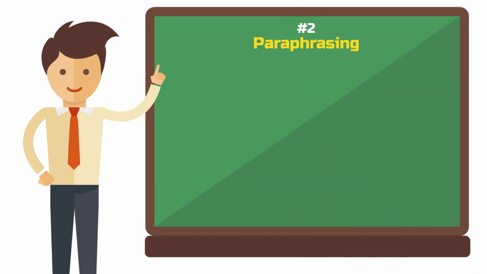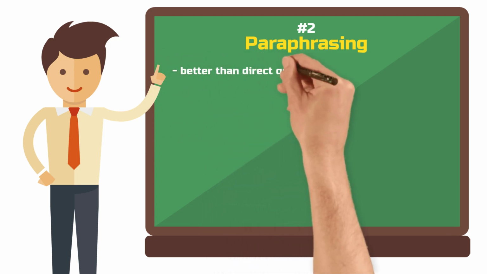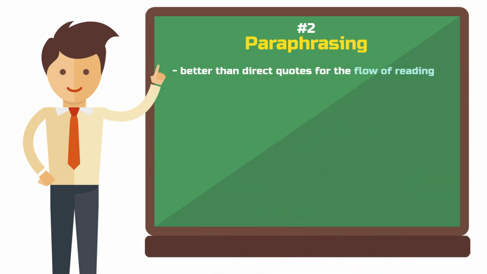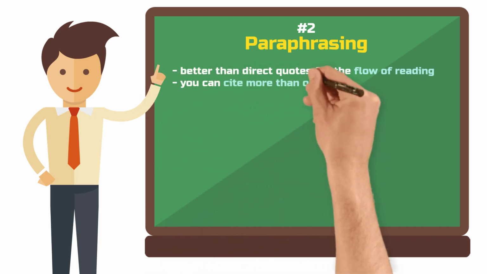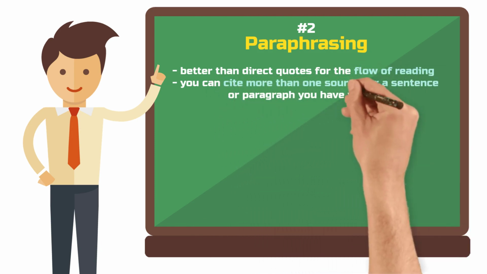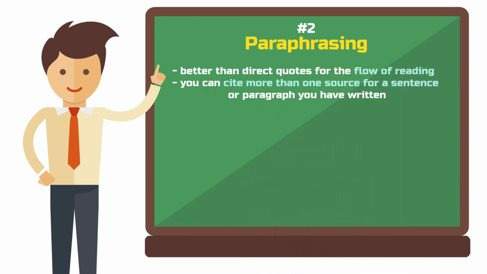2. An indirect quote or paraphrasing. This method is probably the most commonly used technique to incorporate external content into your own paper. Direct quotes are nice, but they can interrupt the flow of reading sometimes. Academic papers refer to so many external sources that it would be impossible to directly quote them all. Moreover, by using indirect quotes, you can cite more than one reference for a sentence or paragraph you have written. This emphasizes that you have engaged with the literature.